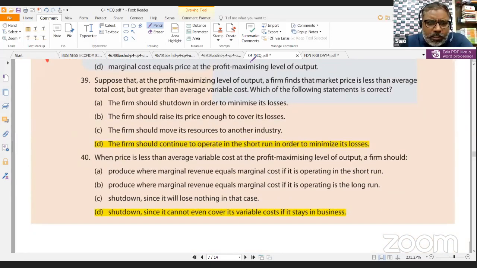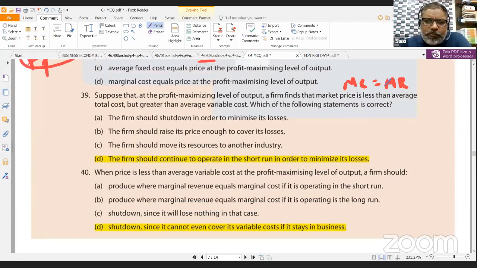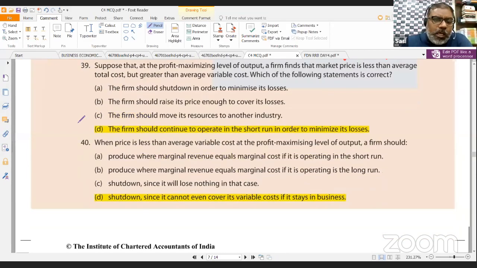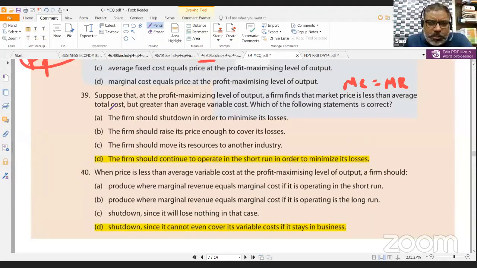Then 39th question. Suppose that at the profit maximizing level of output, so what is the profit maximizing level of output? Always that is where marginal cost is equal to marginal revenue. That is already what we know. At that level, a firm finds that market price is less than the average total cost. Naturally, when the price is less than average total cost but greater than average variable cost, what should the firm do? Should it shut down? No, it should not shut down.